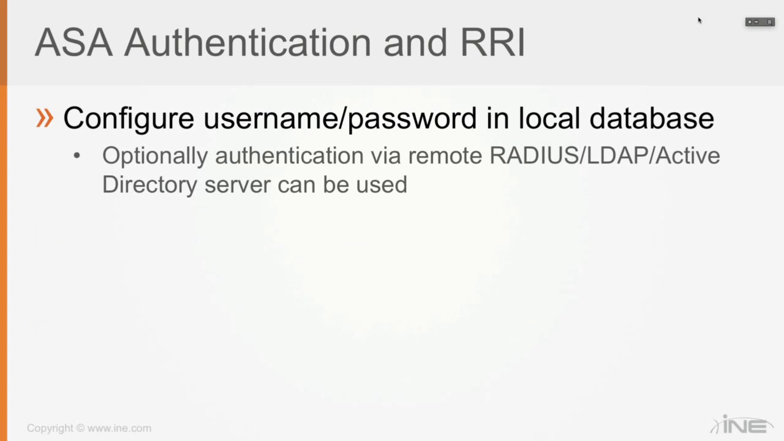Then the authentication and reverse route injection. We have to authenticate the user, and we're going to use username and password configuration using the local database. So we're going to create on the ASA a local username and password used to authenticate the AnyConnect clients. Optionally, of course, we can authenticate AnyConnect clients via a remote RADIUS, LDAP, or Active Directory server.